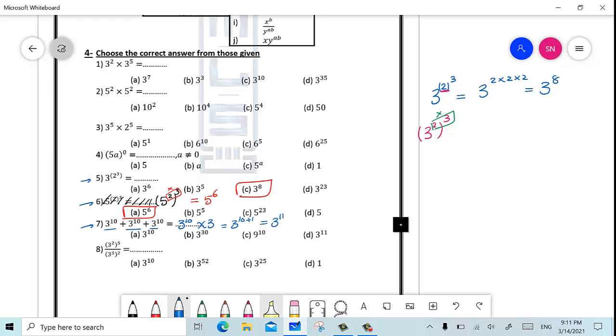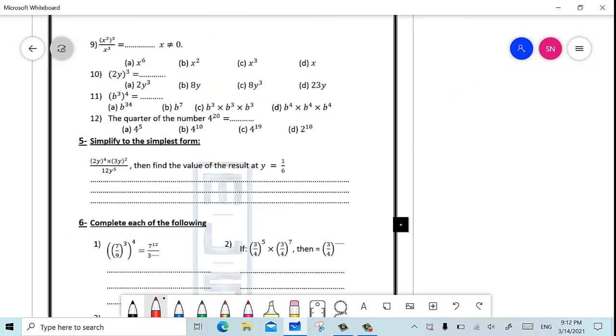So again, here I have the base as 3, and it is repeated, the same base for 3 times. So I can apply the rule that I'm going to take the power and add to it 1, which is going to be 3 to the power of 11. And now let's go for page 9. We are going to answer question number 11 and 12.